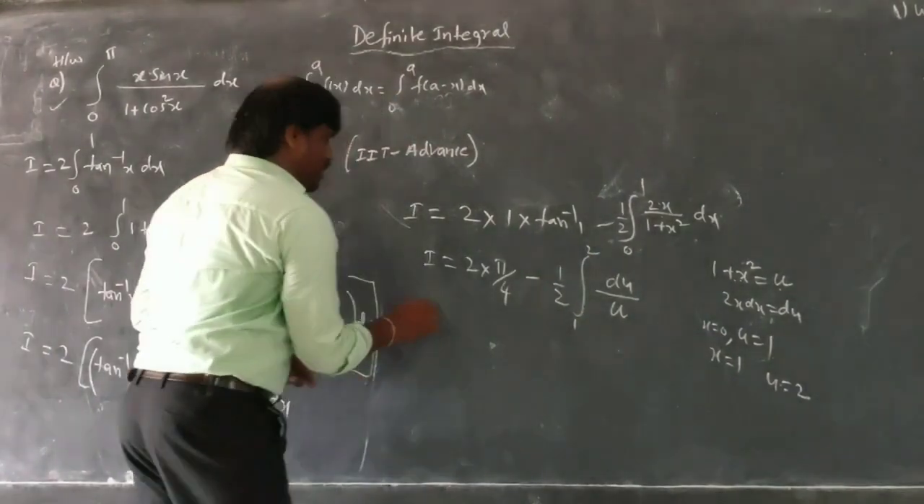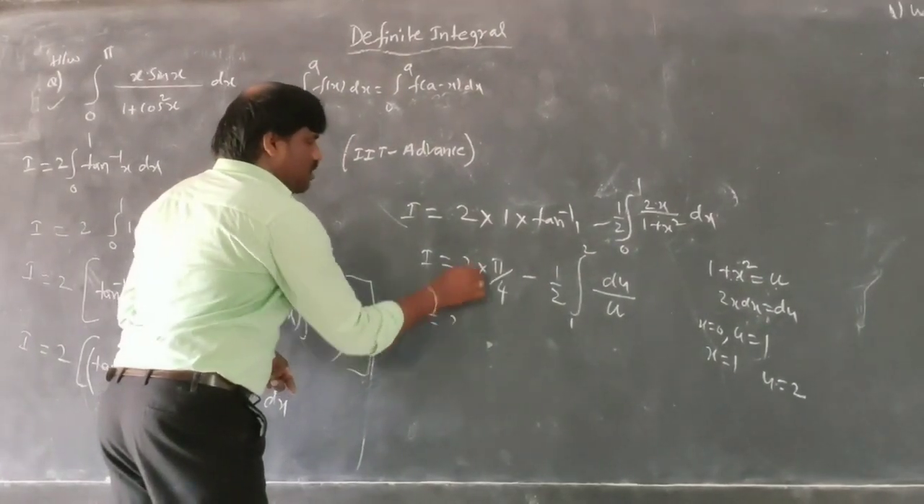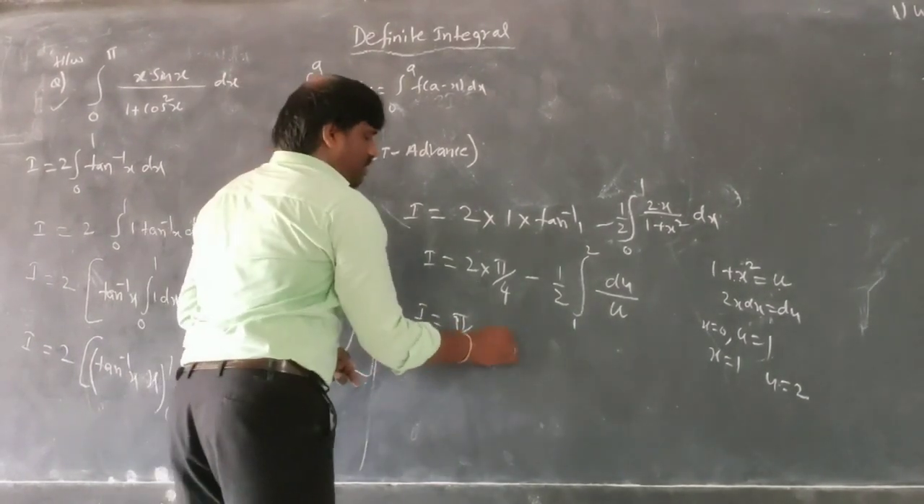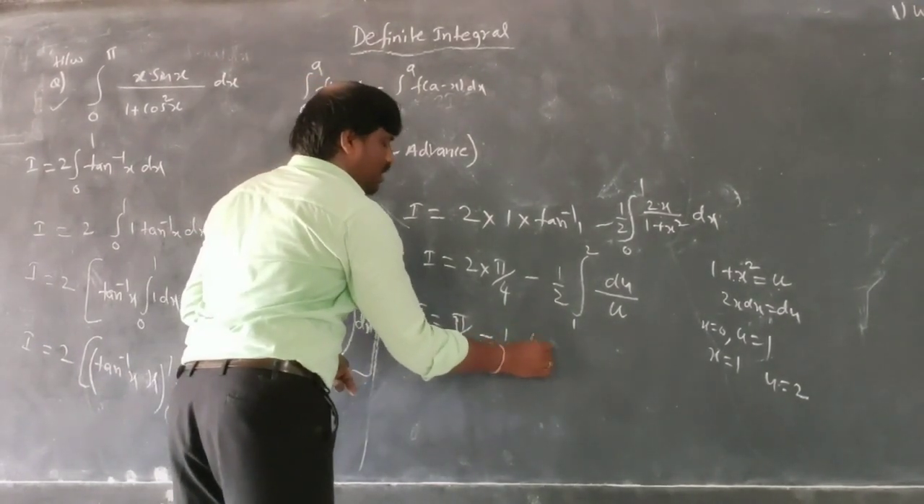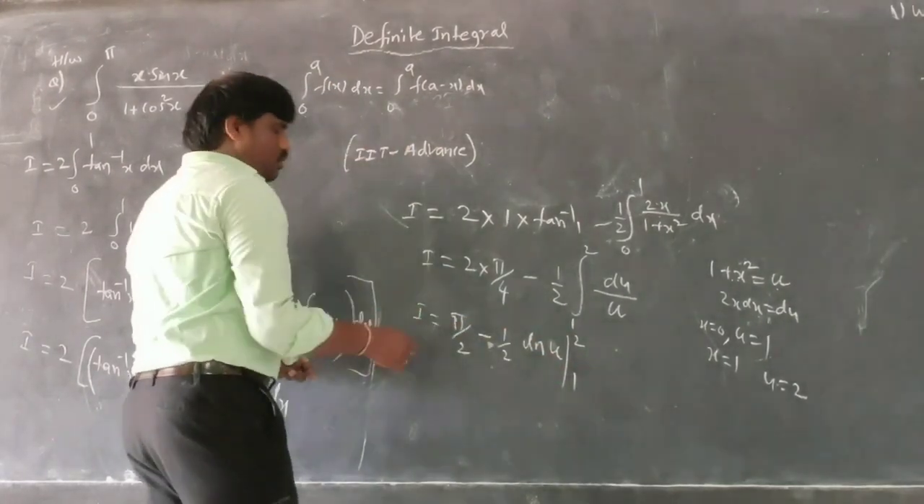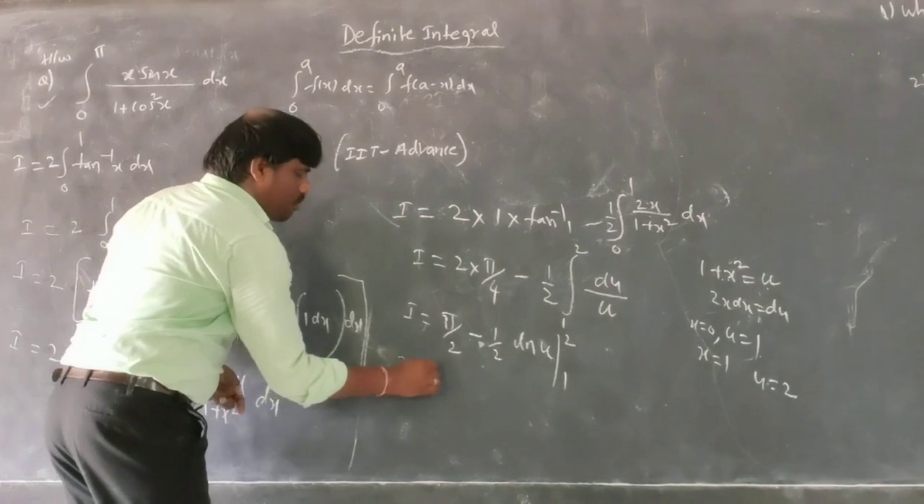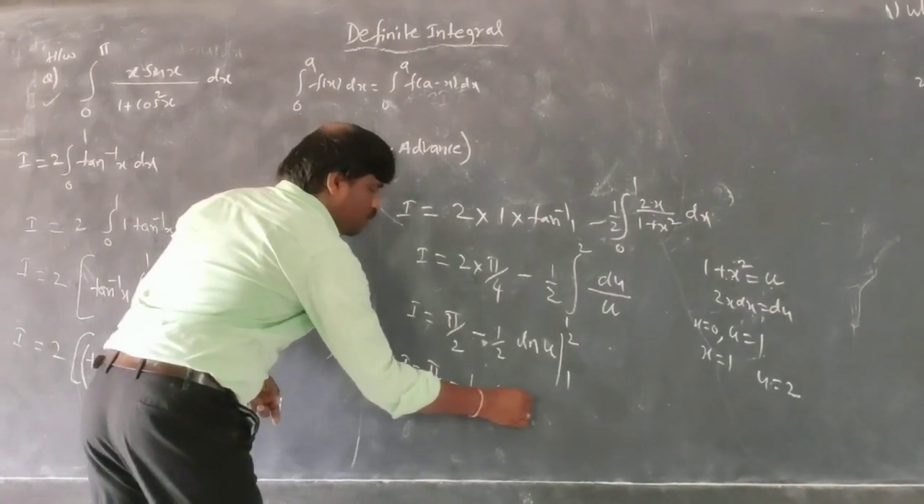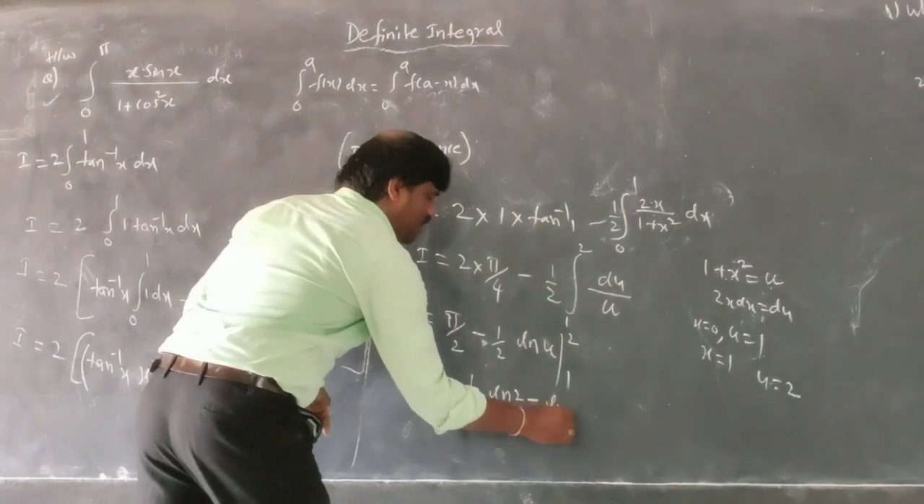So what I am getting here: I is equal to, I can cancel the 2, pi by 2 minus 1 by 2 ln u, from 1 to 2. Substituting 2 there, I is equal to pi by 2 minus 1 by 2 times ln 2 minus ln 1.